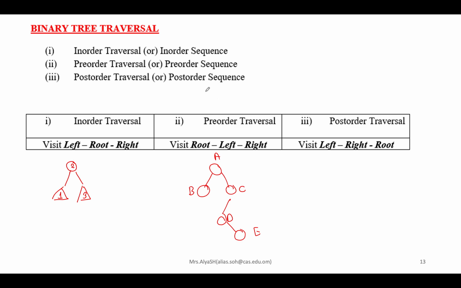In pre-order, we do not do it like this. In pre-order traversal, if we got root, left, and right, we first visit the root, then left, then right. And the post-order is where we have a tree.